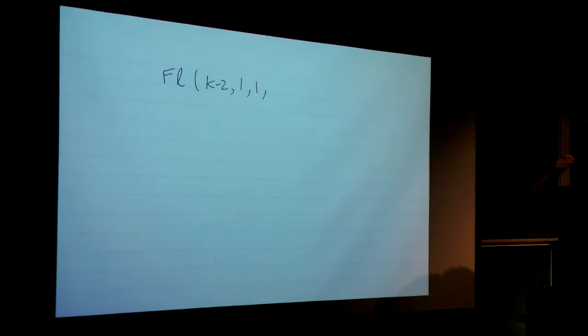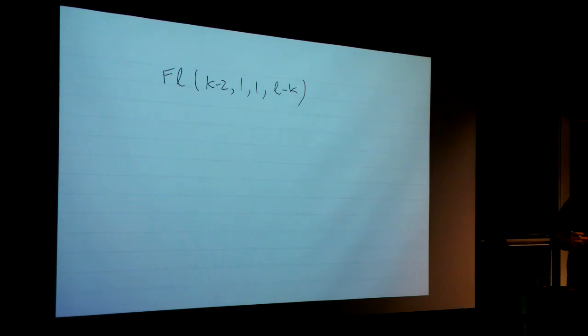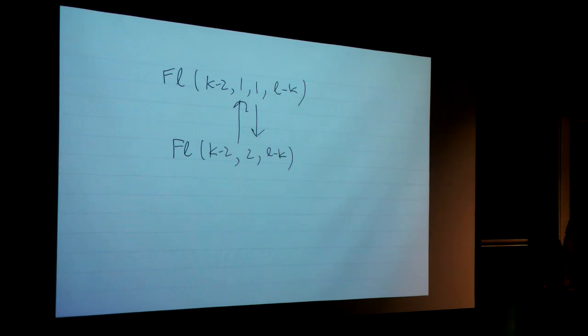So where C comes from is I'm looking at the partial flag variety, where I have a K minus 2-dimensional space, a 1-dimensional space, a K minus 2-dimensional space, a K minus 1-dimensional space, a K-dimensional space, and then the whole thing. And what C is, there's a map down that forgets that middle space and only chooses a K minus 2-dimensional space and a K-dimensional space. And C is push forward by this map and then pull back by a control.